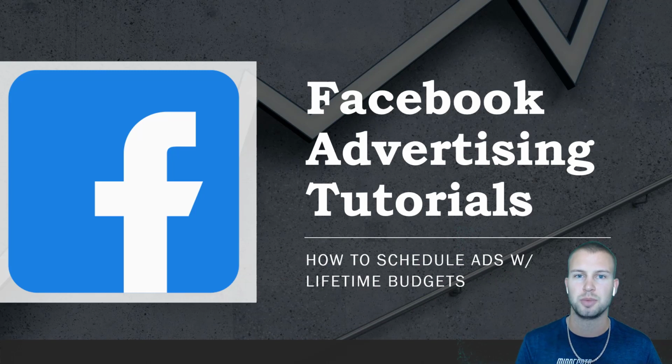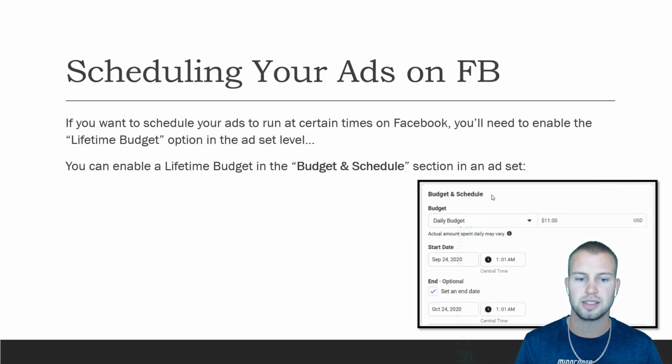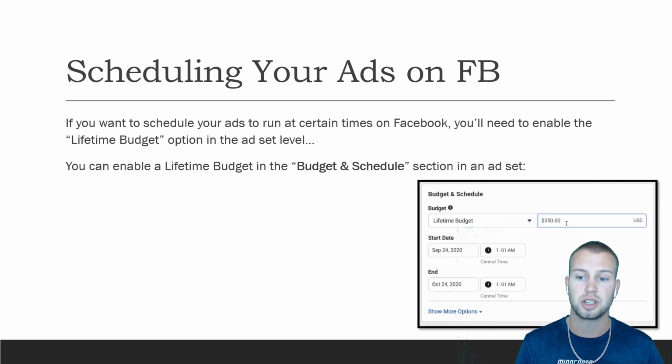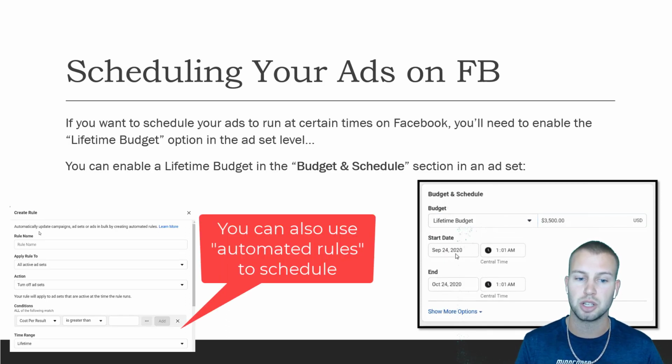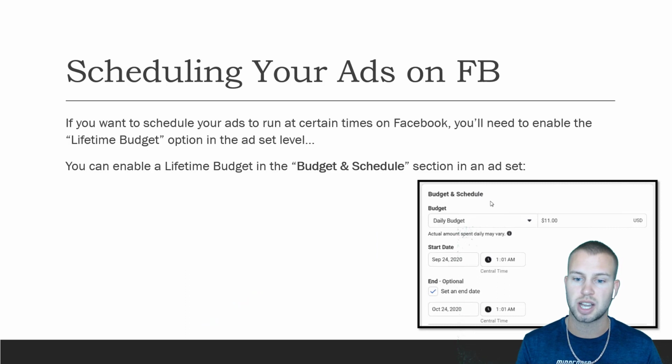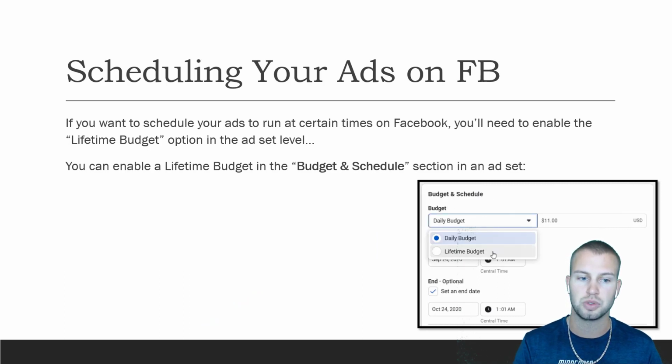And in this video, I'm going to be showing you a full tutorial on how to schedule your Facebook ads using a lifetime budget. So, scheduling your ads on Facebook. If you want to schedule your ads to run at certain times on Facebook, you'll need to enable the lifetime budget option in the ad set level. So you can enable a lifetime budget in the budget and schedule section in the ad set that you're using.